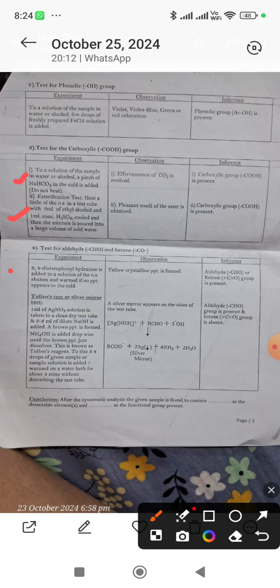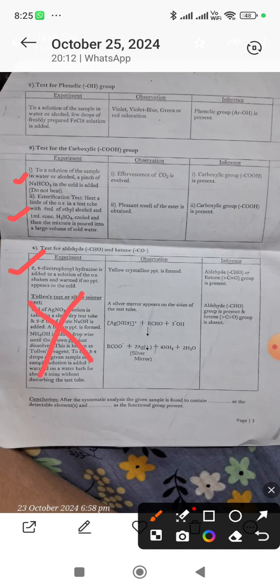Now when you go to the aldehyde ketonic test, it is called the 2,4-DNP test. So you will write down the test. Since you got amino group, aldehyde group will not be there. So you will write no yellow crystalline precipitate is formed. In the inference column, you will write aldehyde or ketonic group is absent. Since aldehyde and ketonic group is absent, you need not write down the Tollens test.